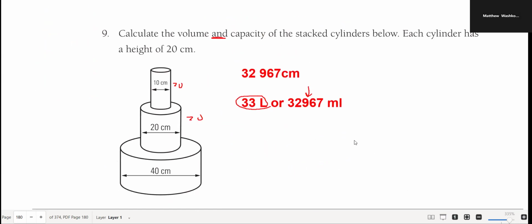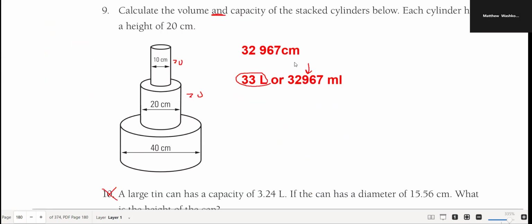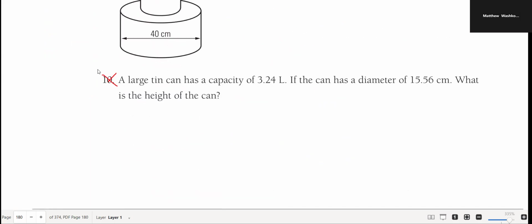For this one here, I just gave you guys the answer. I did recommend that you go to 33 liters instead of 32,967 milliliters, right? I don't measure the distance from Saskatoon to Regina in centimeters. I don't say that it's 2,982,000,000 centimeters. I say it's 200 kilometers. But those are the answers. Don't worry about question 10.